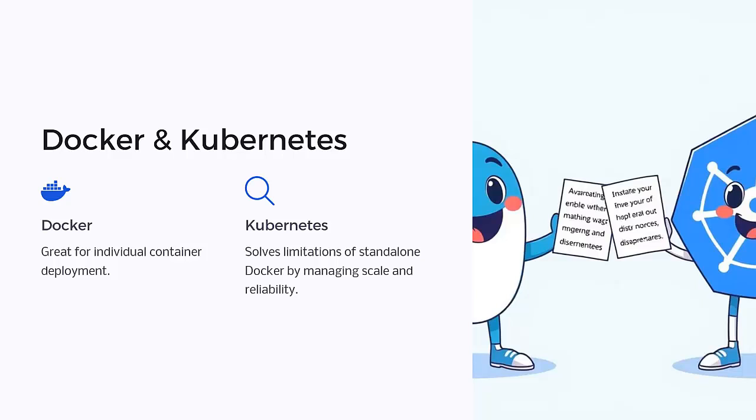Docker is great for individual container deployment. If you want to run a single application, Docker is great for that. But if you have tons of applications running inside your containerized environment, then Kubernetes will be a very helpful tool in that scenario. It solves the limitations of standalone Docker by managing scale and reliability. So whenever our application crashes, it will automatically recreate the container with the same application so that our application will be running and accessible by the outside world. In short, Kubernetes makes running containers at scale easy and efficient.